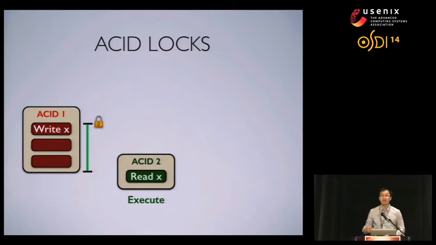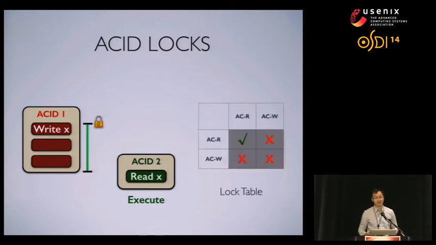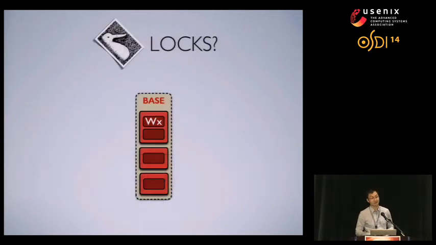More formally, the behavior of ACID locks is captured by this lock table, which shows that ACID locks conflict with other ACID locks except when both of them are read locks. Base transactions, however, are different. They have to sustain multiple granularities of isolation.